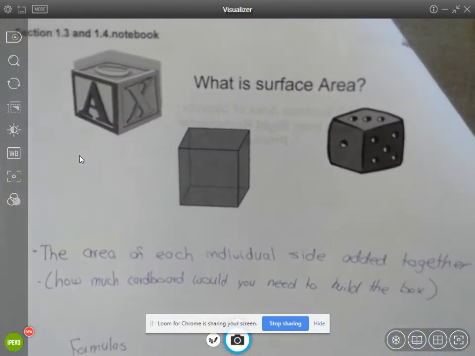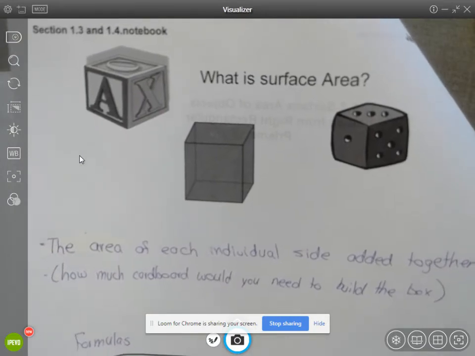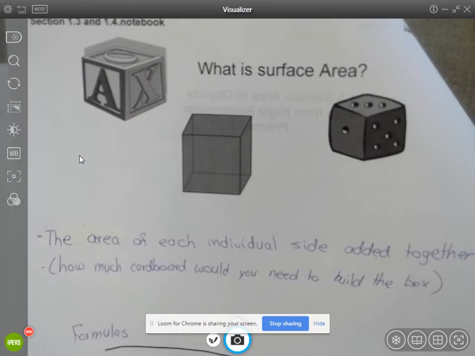So what is surface area? These are notes from when we had done it as a class. The area of each individual side added together will give us the surface area. So it's something like how much cardboard would you need to build the box?